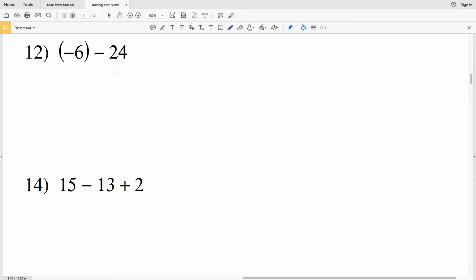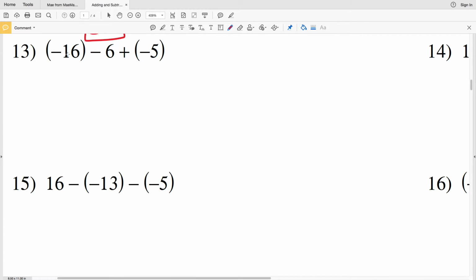For number 12, we have negative 6 minus 24. If you want to, you can rewrite this as negative 6 plus a negative 24, because subtracting a positive is the same as adding a negative. So now both our terms are negative. Since we're adding, we know the answer is also going to be negative, since adding two negatives would just make the answer even further to the left on the number line. So negative 6 plus negative 24 is going to give us a negative 30.